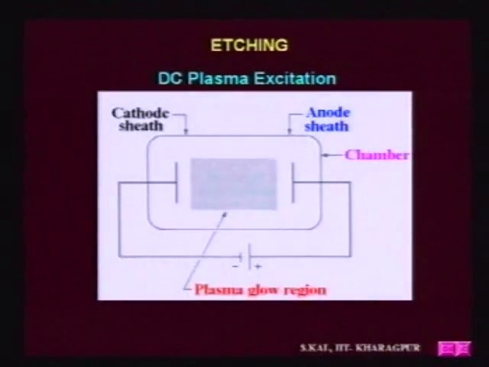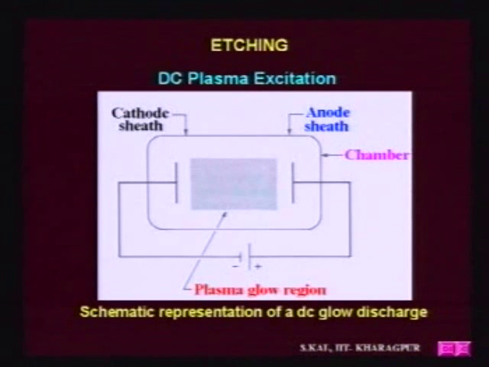Now, DC plasma, how it is created, I described in the earlier class also, but in a nutshell I can explain again. Here a vacuum chamber is there, which is known as the plasma chamber, with two electrodes, and these two electrodes are separated, a wide gap is maintained, and one electrode is connected to the positive of the power supply, and the other electrode is connected to the negative of the power supply. So one is the anode, the other is the cathode.